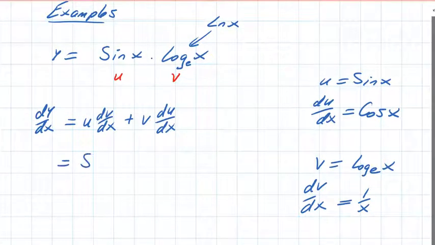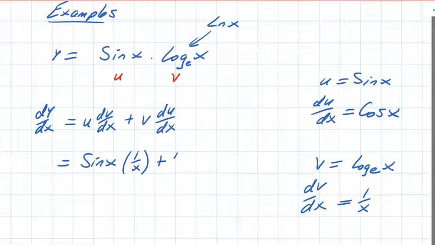So u is sine x by dv/dx, which is 1 over x, plus v, which is log to the base e of x, by du/dx, which is cos x. So I suppose tidying up, there's not much more you can do with that.